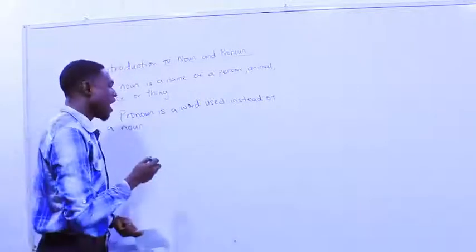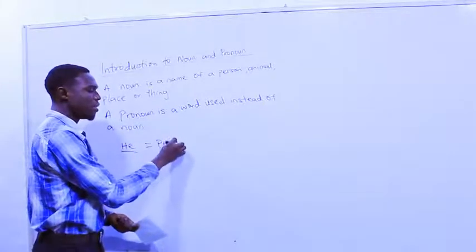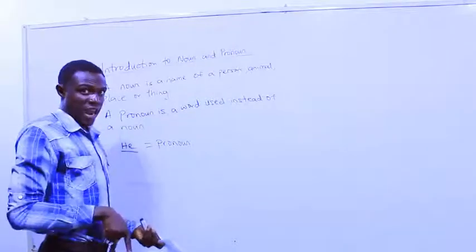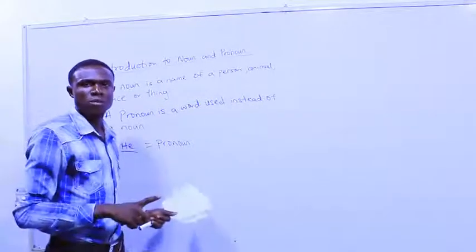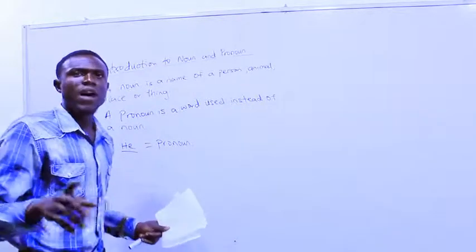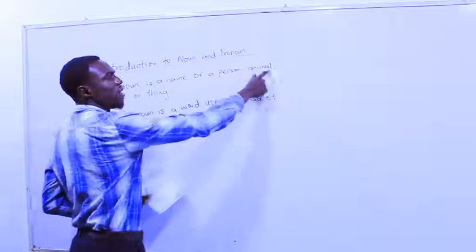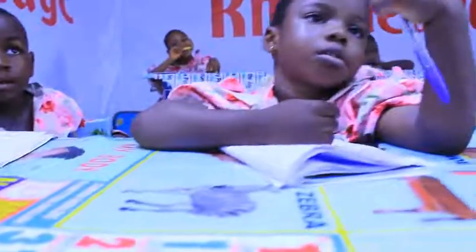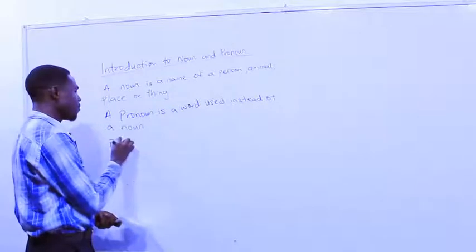So that he I used to replace Bright is what we call a pronoun. It is a word I use to replace Bright. So anything you use to replace a noun is a pronoun. There are different words we can use to replace a noun. Remember, a noun is a name of a person, animal, place, or thing. Now, I will tell you different things you can use to replace, and those things are pronouns. Number one, I'll start with a person.